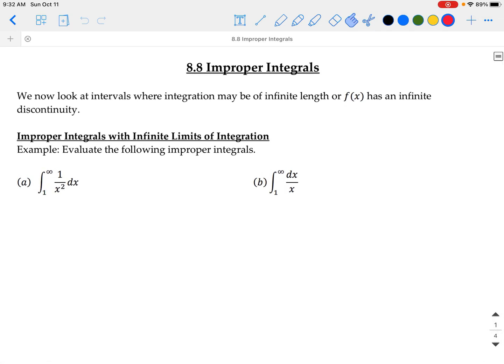Welcome back, everybody. So we're going to be looking at section 8.8, improper integrals. This is also something that we looked at last year during that distance learning portion in the spring.